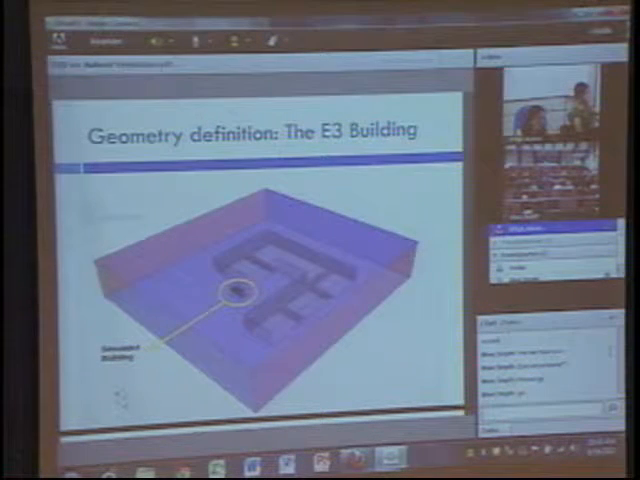The building will be surrounded by other buildings. This is the original place in which the building is going to be built, and we have to know what is surrounding it because it will affect the wind coming from the main directions.